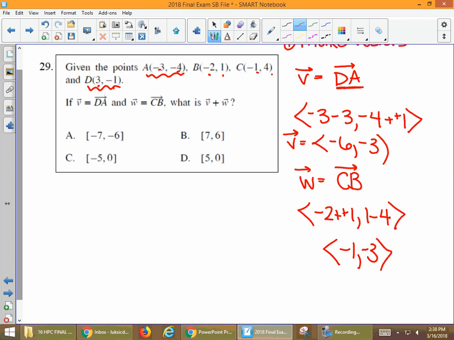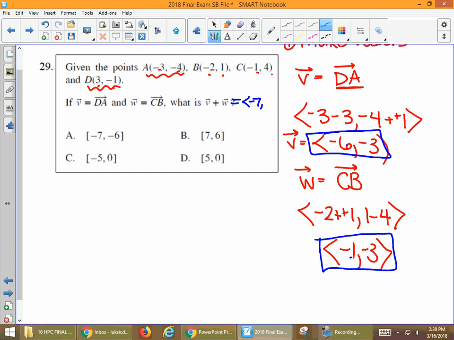And then we can add our like components, negative 6 and negative 1. So now we're just adding these two, v and w. Negative 6 plus negative 1 is negative 7. Negative 3 plus negative 3 is negative 10. None of the steps are hard. All of the steps are very easy mathematically. You just have to know what to do when.